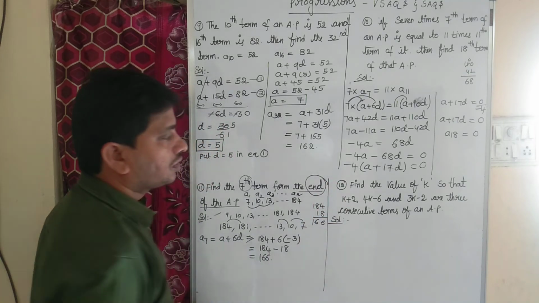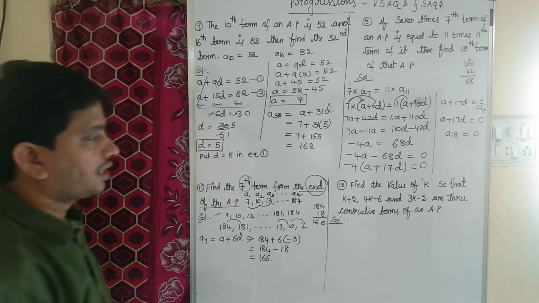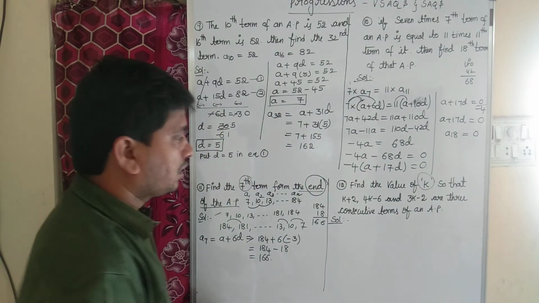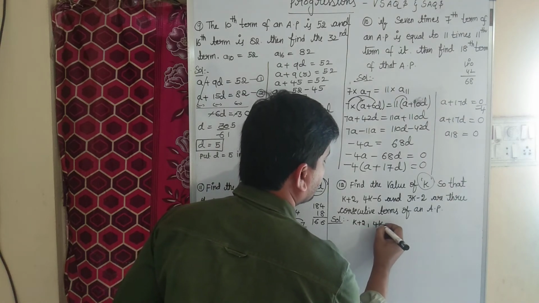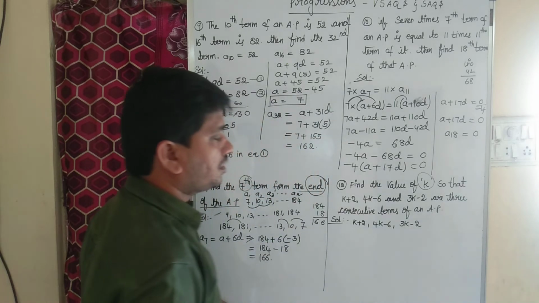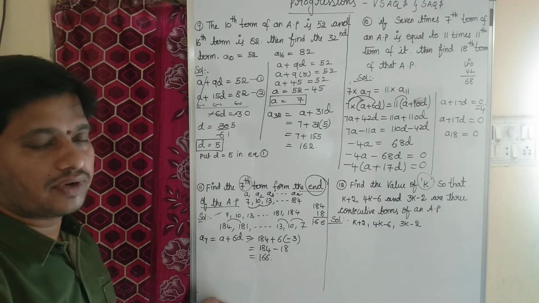Now coming to the 12th question. Find the value of k so that k plus 2, 4k minus 6 and 3k minus 2 are 3 consecutive terms of an AP.